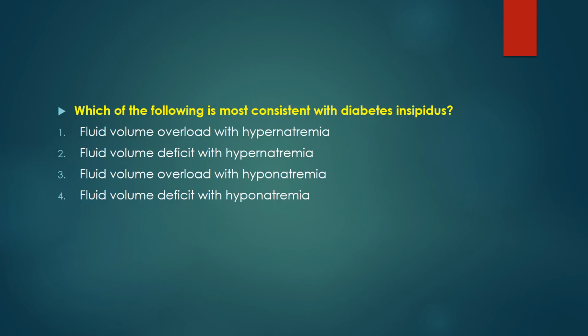So the correct answer is fluid volume deficit. So remember, diabetes insipidus, less letters, less water in the body, with hypernatremia because the blood is too concentrated. So our correct answer is number 2.